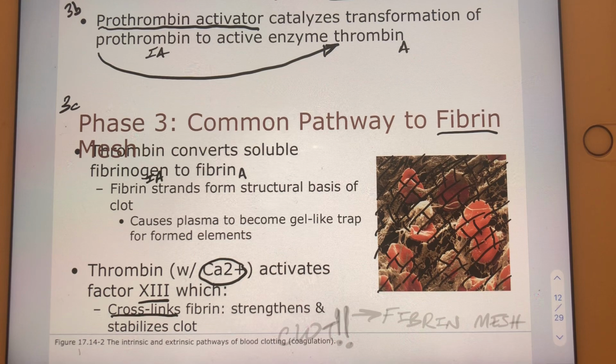Okay, so ultimately, what we're going to get out of this step 3C is fibrin mesh. And now, finally, we get to say, clot! Yay, we have a clot! Woohoo! All right? Now you might think, okay, thank goodness we're done with that stupid hemostasis thing. Oh no. More steps. Don't you worry about that.